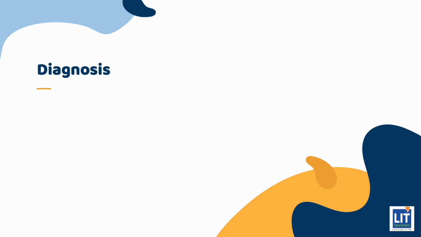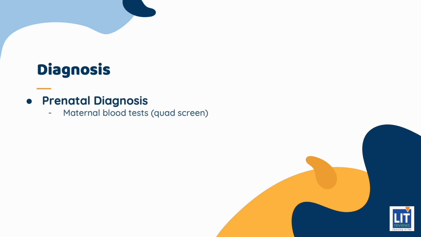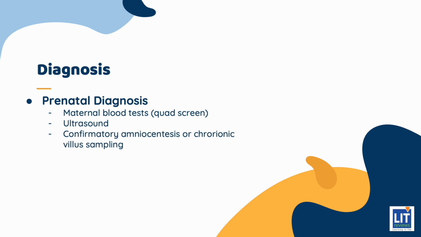Down syndrome can be diagnosed before or after birth. Prenatal diagnostic tests include maternal blood test, most commonly the quad screen, and ultrasound. The quad screen includes measurement of AFP, unconjugated estriol, HCG, and inhibin A. Ultrasound evaluation for Down syndrome typically involves assessment of nuchal translucency at 10 to 13 weeks. If a diagnosis of Down syndrome is suspected based on the quad screen or the ultrasound, a confirmatory diagnosis can be made with amniocentesis or chorionic villus sampling.